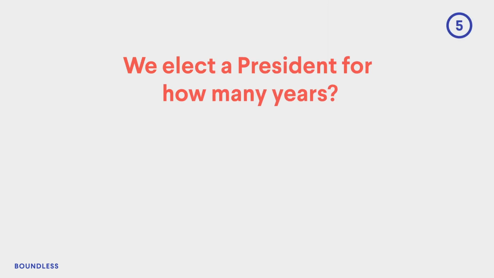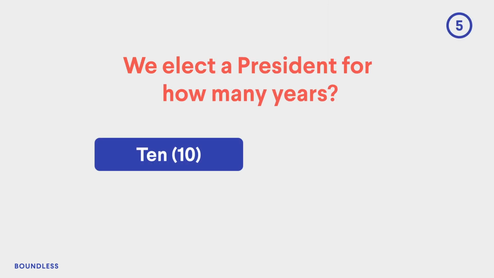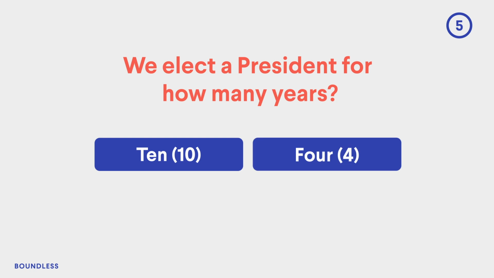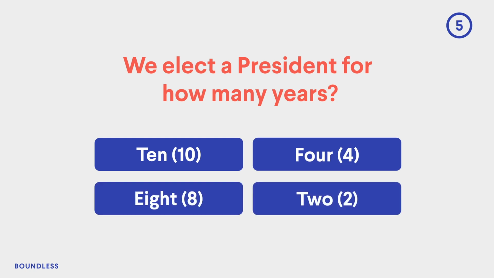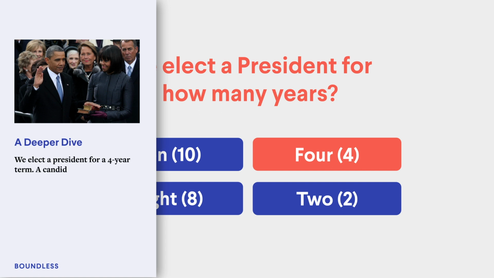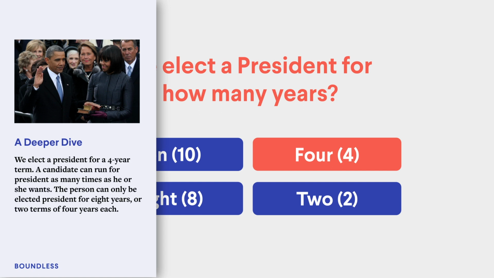We elect a president for how many years? 10, 4, 8, 2. Answer: 4. We elect a president for a 4-year term. A candidate can run for president as many times as he or she wants. The person can only be elected president for 8 years, or 2 terms for 4 years each.